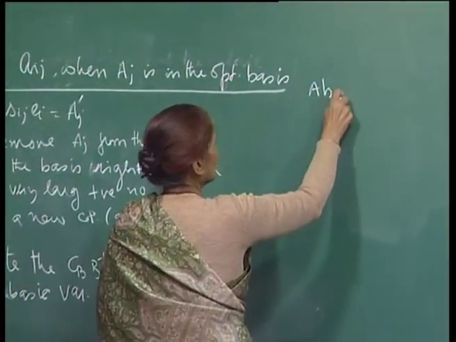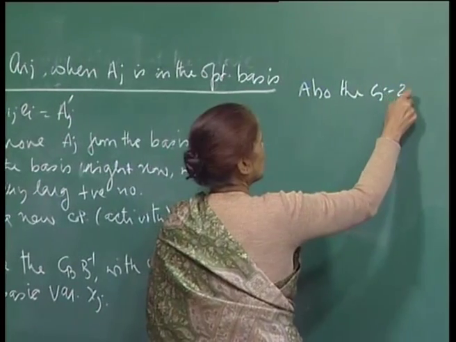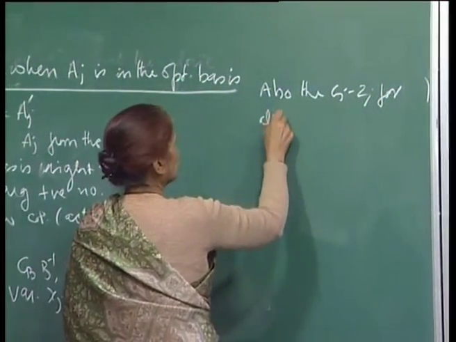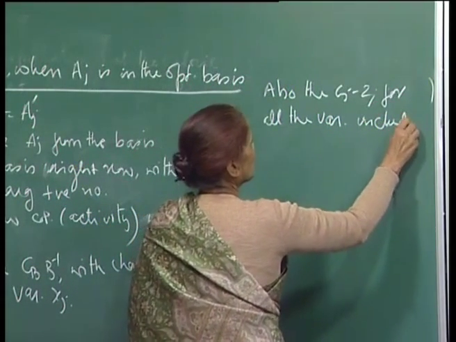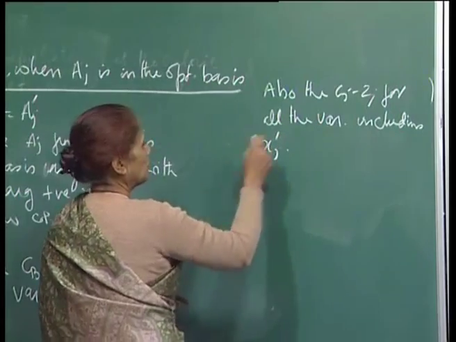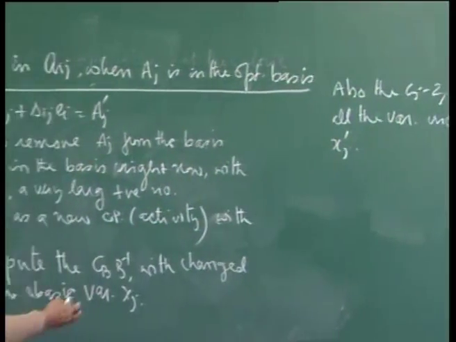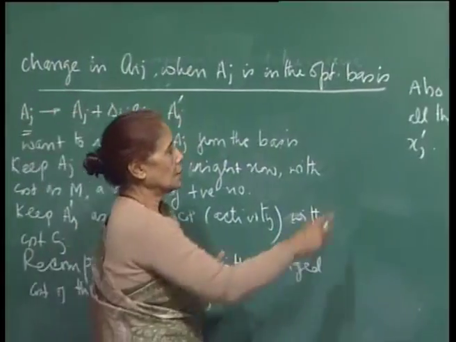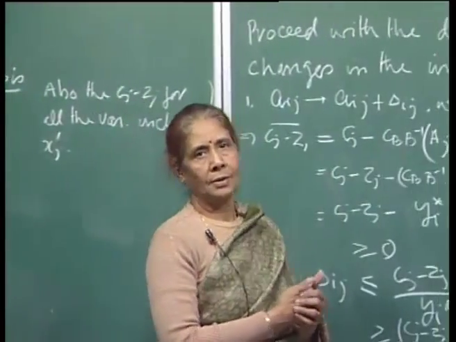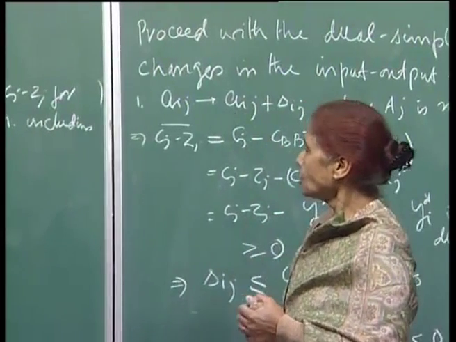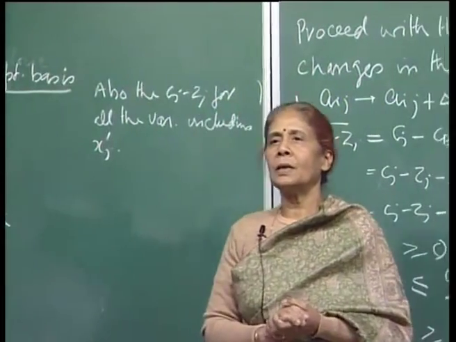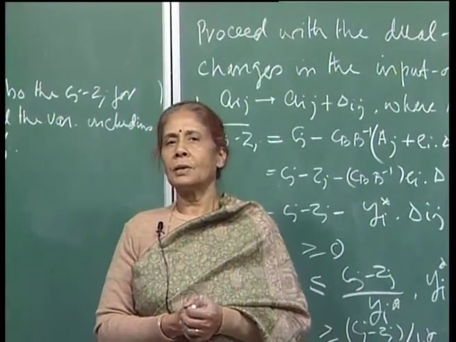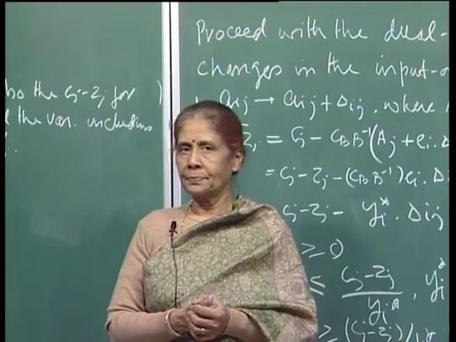and also the Cj minus Zj for all the variables, including xj prime, right. Xj prime corresponds to your Aj prime. So, you will do this and then you will start with the simplex algorithm, because you want to drive out. Obviously, because you have taken M as a very large number, there will be at least one legitimate variable whose relative price would be negative, and so it will be a candidate for entering the basis, and we continue with the simplex algorithm. Okay.